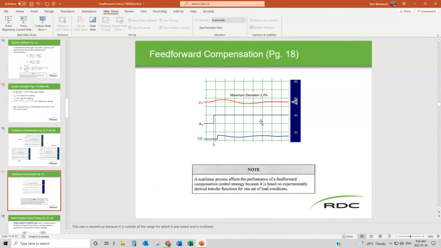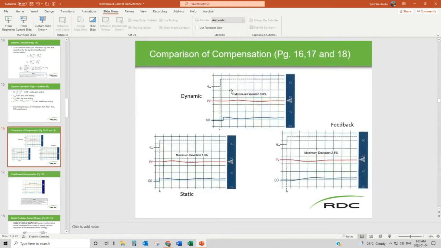So when we look at a nonlinear process, and this is a graph that shows the result of a nonlinear process to feed forward compensation, the nonlinear process affects the performance of feed forward compensation because it is based on experimentally derived transfer functions for one set of load conditions. And those of you who can still recall from third year, when we tune a loop, we generally tune it for a specific operating range, that operating range in which we normally would expect to operate. Within that range, we will generally get a much better response out of it, as we'd see here.